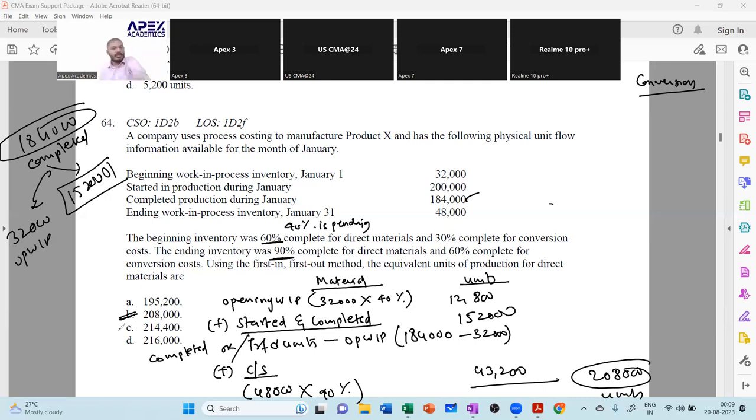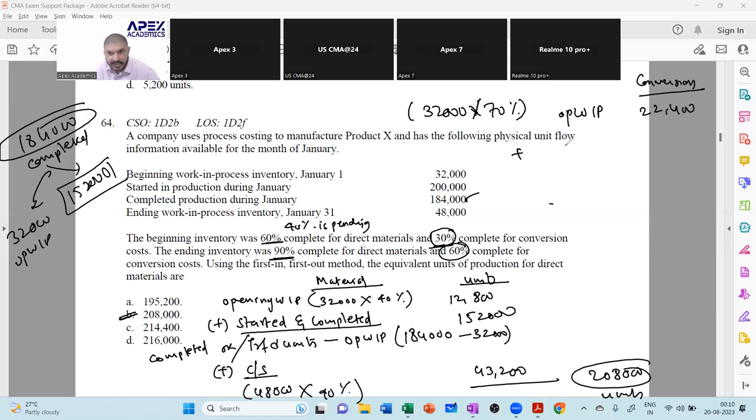They are not asking you conversion, but they have given you the golden opportunity to revise. Let us revise. What is opening WIP? 32,000 units, out of which 30% is completed. So how much percentage will you complete in this period? You will complete a total of 70%. How much is that? 22,400.